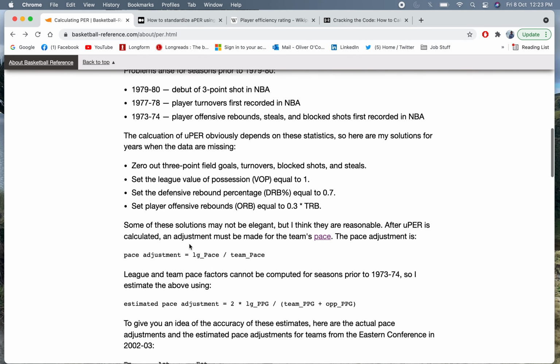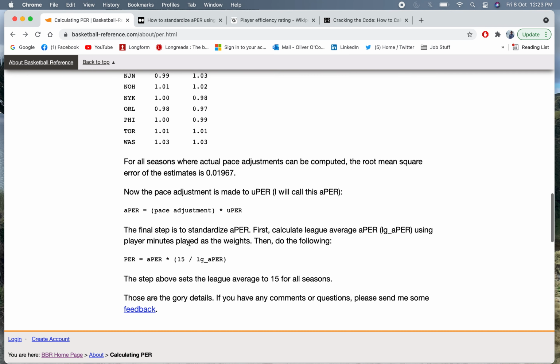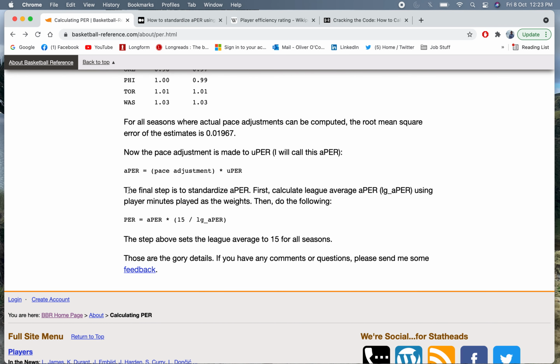At the bottom of this calculation for PER, it says the final step is to standardize adjusted PER. First, calculate the league average adjusted PER using player minutes played as the weights. Then do the following. So what the hell is league aPER? That's what I was trying to figure out, because there's no way, I looked everywhere.